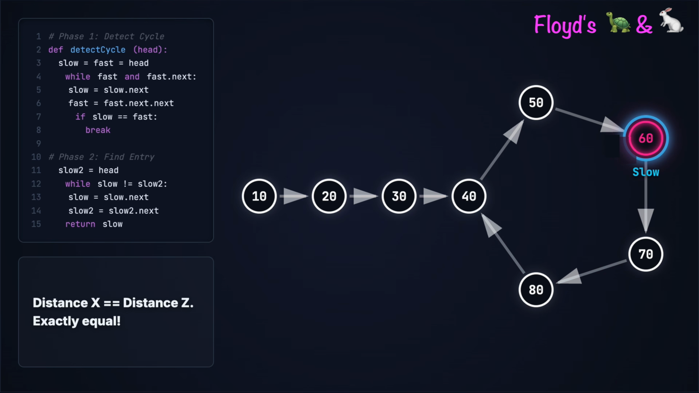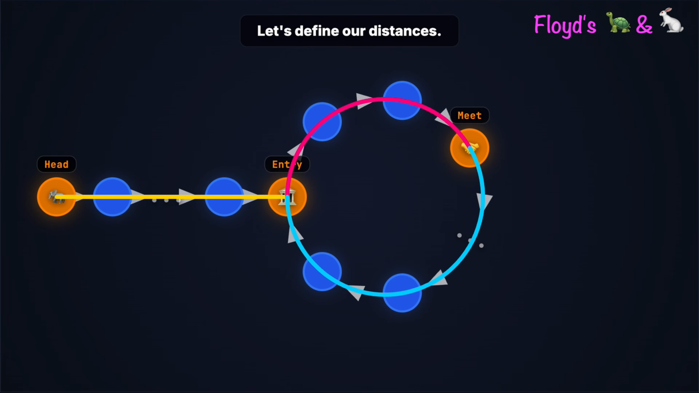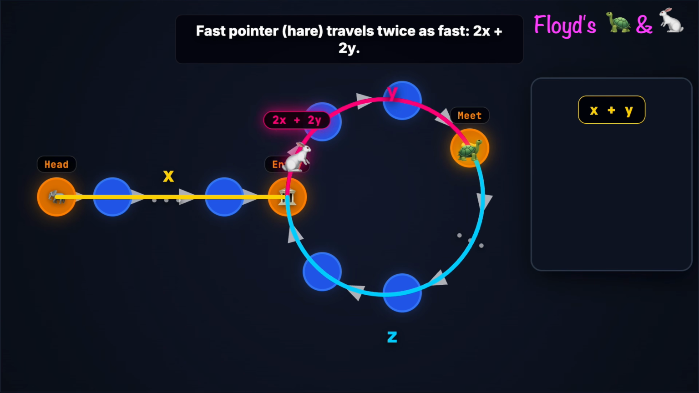To prove this works for any linked list and not just this specific example, let's look at a generic model. First, let's define some distances. Let x be the distance from the head to the cycle's entry point. Let y be the distance from the entry point to the spot where our two pointers met. Let z be the remaining distance to complete the loop. Now, when they meet, the slow pointer has traveled x plus y. Because the fast pointer travels exactly twice as fast, it has traveled 2 times (x plus y).